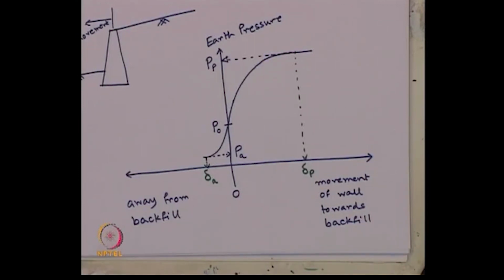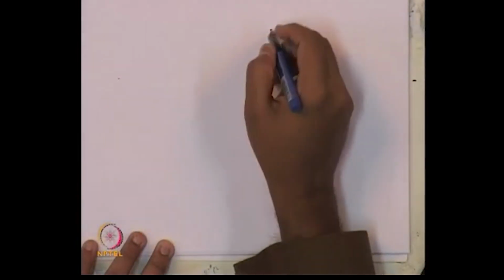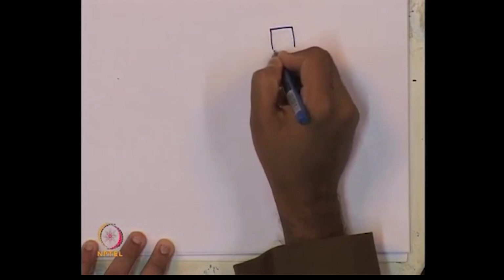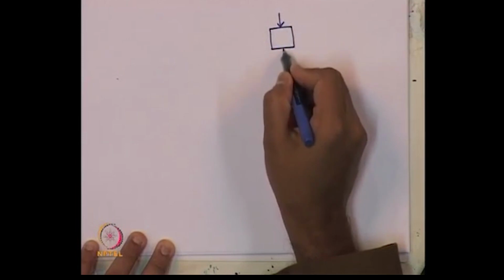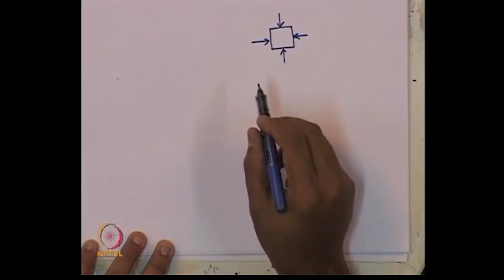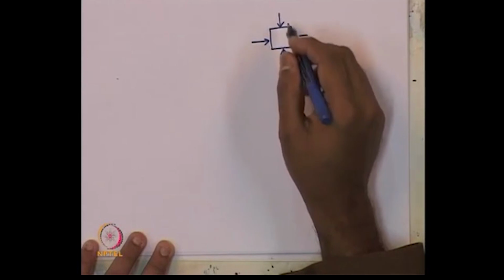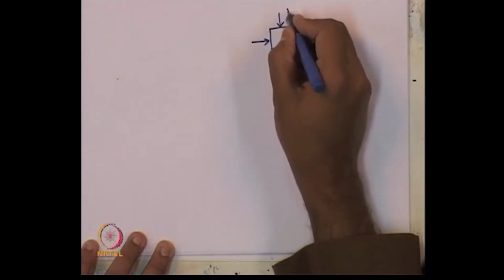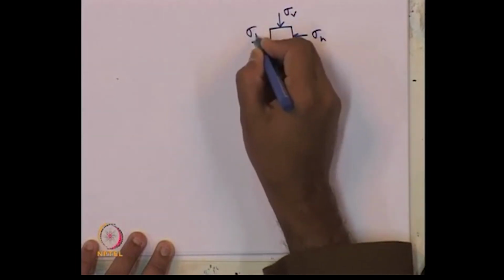And how to explain this theory using a simple Mohr circle? We know that a state of stresses for a small soil element, considering the principal planes for all these cases, that is, these are the principal stresses we are considering. Sigma v is vertical stress, sigma h is horizontal stress.